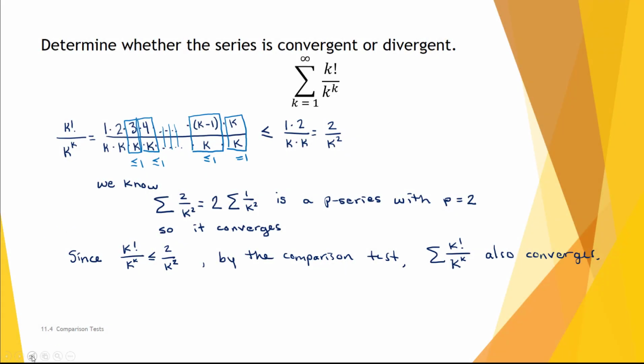Now, let me point something out. Suppose at the beginning I also said, oh, well, 2 divided by k is less than or equal to 1, and therefore my term is less than 1 over k. Well, if we look at the series 1 over k, we know this is a p-series with p equal to 1, so it diverges. Our inequality is still true, that k factorial divided by k to the k is less than or equal to 1 over k, but because the series 1 over k diverges, the comparison test tells us nothing.